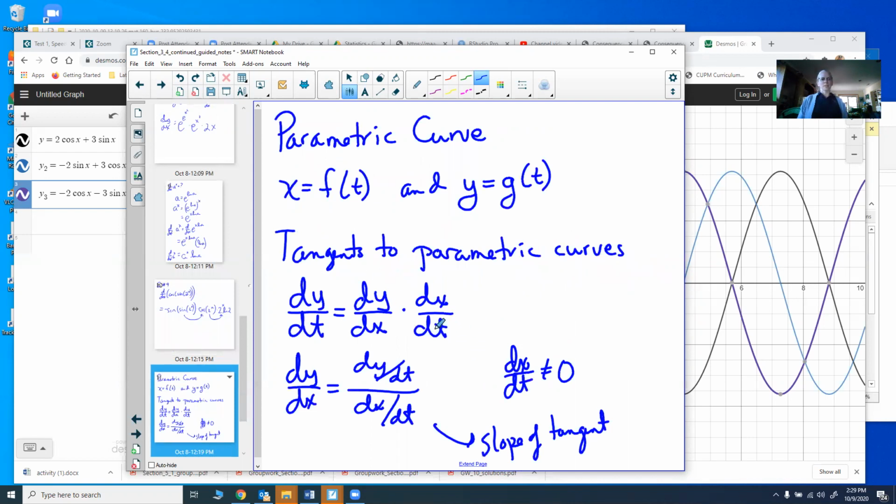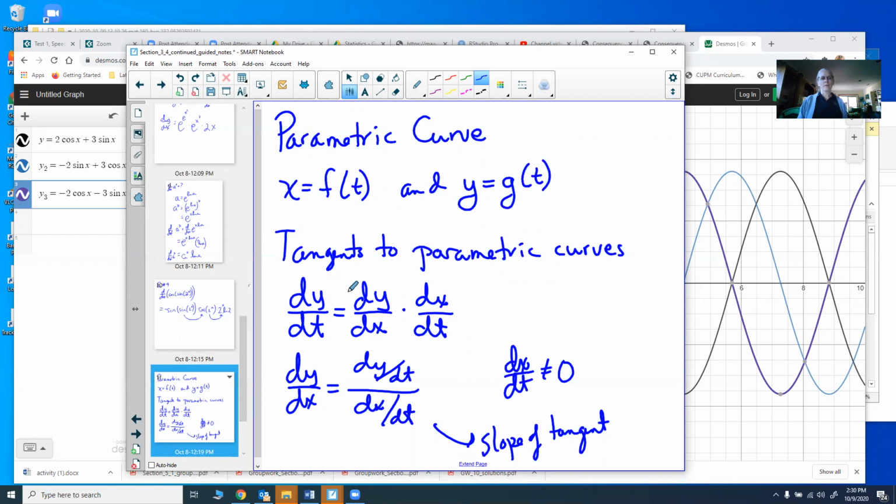The last thing I just want to mention is parametric curves. Parametric curves are when we have x equals a function of t and y equals a different function of t. And we can talk about the tangents to those curves. The derivative of y with respect to t is the derivative of y with respect to x times dx/dt. And we know that because it's the chain rule. So dy/dt is dy/dx times dx/dt. And notice the dx's, you can think of them as canceling, and you get dy/dt.